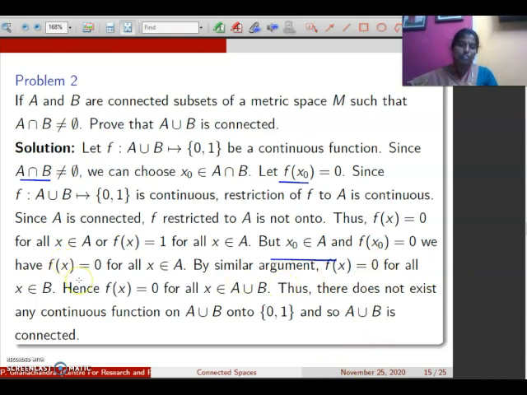We have f(x) = 0 for all x belongs to A. By a similar argument, we have proved that f(x) = 0, that is, the image of x is equal to 0 for all x belongs to B. Hence, f(x) = 0 for all x belongs to A union B, because x belongs to A as well as x belongs to B. Thus, there does not exist a continuous function on A union B onto {0, 1}. By the problem we already saw, A union B is connected.